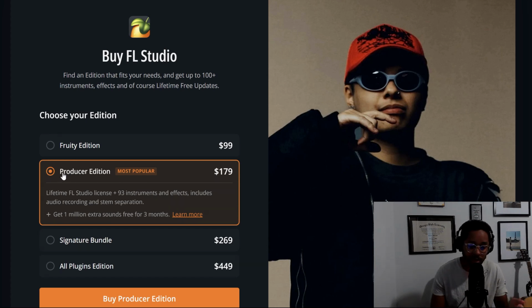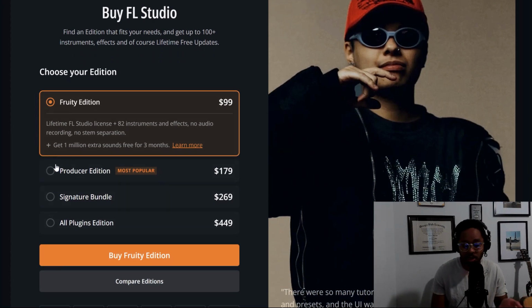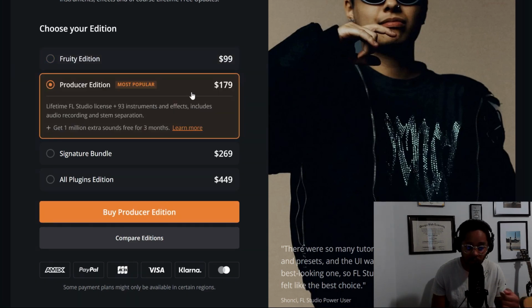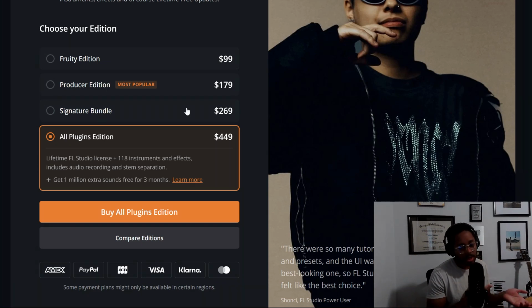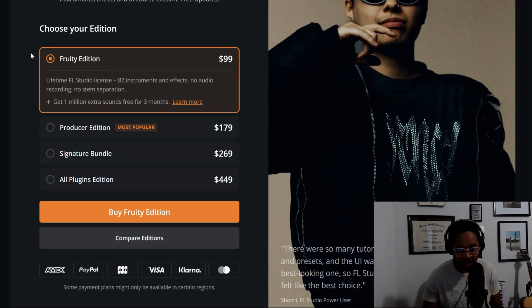The neat thing with FL is that you can always upgrade by just paying the difference. So if you purchase the Fruity edition initially and you want a little bit more features, you can just pay the difference, which is whatever 179 minus 99 is. Some math people help me out here, like $80 or something like that. You would pay just 80. I recently upgraded from the Producer to the All Plugins edition, and it cost me like $200 something to make that difference. So you just pay the difference, which is cool. You don't have to be fully locked into any of these.